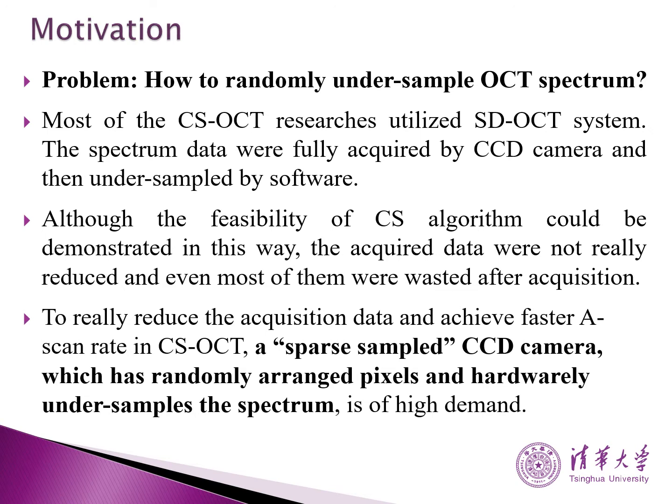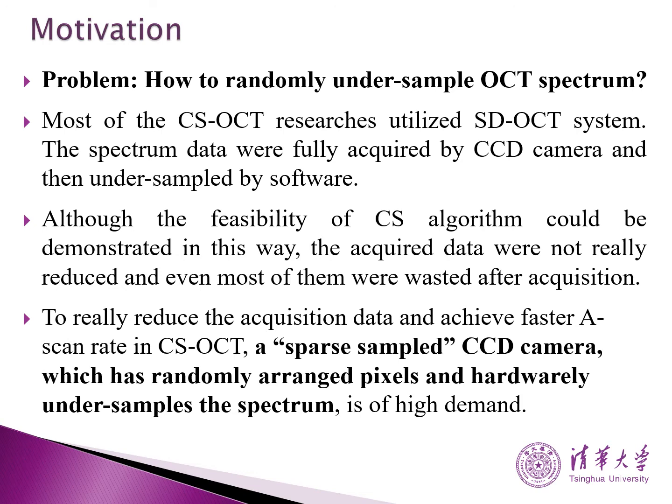Typically, people use spectral domain OCT to implement the compressed sensing. The spectrum data will be fully acquired by a CCD camera and then undersampled by software. This means that most of the data will be wasted after acquisition.